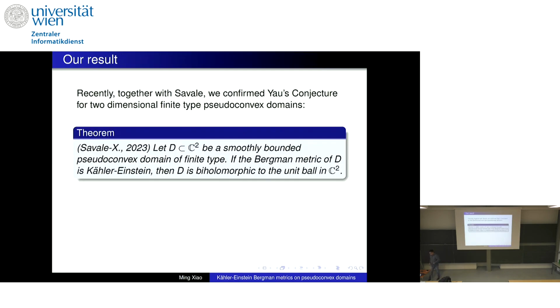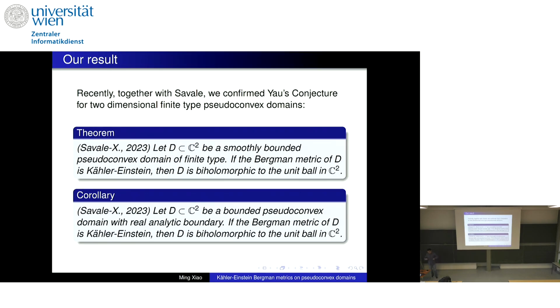And very recently, together with Savale, we were able to confirm Yau's conjecture for all two-dimensional finite type pseudoconvex domains. That means we remove the complete Reinhardt assumption. So we have proved that if D is a smoothly bounded pseudoconvex domain of finite type in C2, then Yau's conjecture is true on such domains. That is, if the Bergman metric coincides with the Kähler-Einstein metric, then it must be biholomorphic to the unit ball. And in the remaining time, I'm going to talk about some key ideas behind the proof.